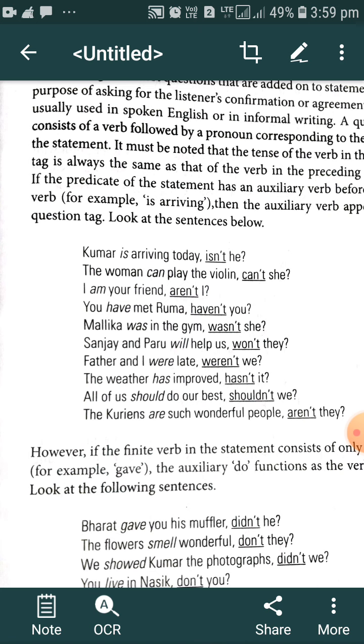You have met Ruma, haven't you? Then there are the same sentences there. We have to use the same auxiliary verb and the same tense while adding the question tag.